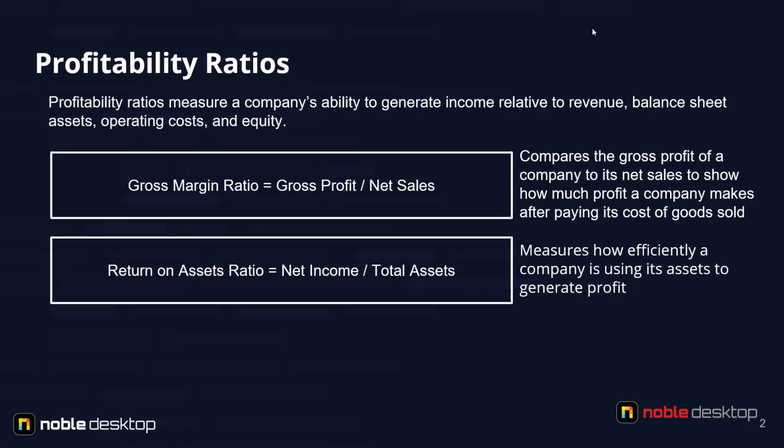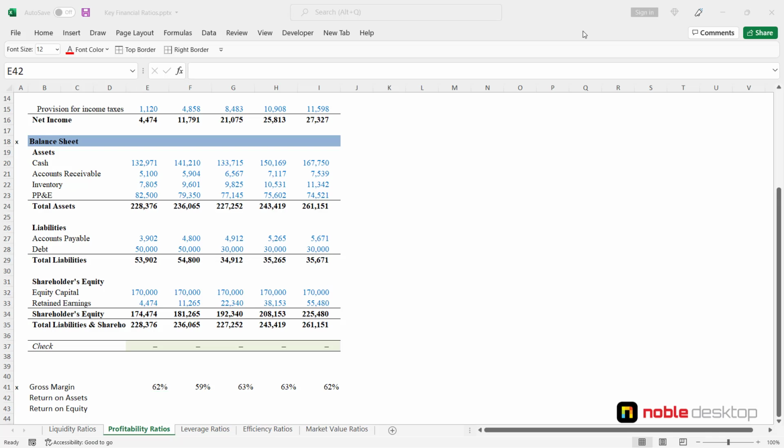Return on assets ratio measures how efficiently a company is using its assets to generate profit. The formula is net income divided by total assets. Return on assets ratio of 5% or better is typically considered good, while 20% or better is considered great. In general, the higher the return on assets, the more efficient the company is at generating profits.